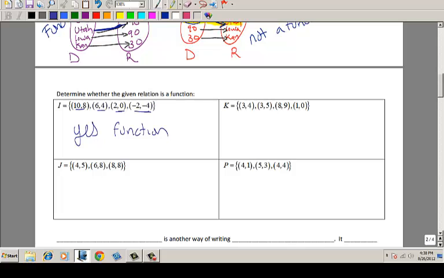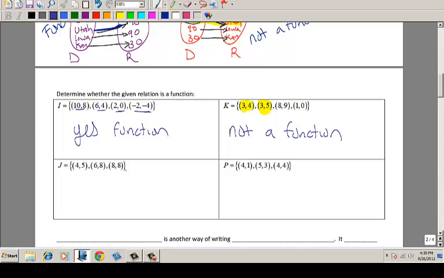Let's look at the second one. In my second one, I notice that my input value of 3 repeats. The first time 3 corresponds or is mapped to 4. The second time 3 corresponds to 5. Well, again, if I were to say, computer, my input value is 3, what should my output value be? My computer wouldn't know what to tell me. It would give me an error because the number 3 is mapped to both 4 and 5, which means my input or my domain corresponds to more than one range. So this is not a function.